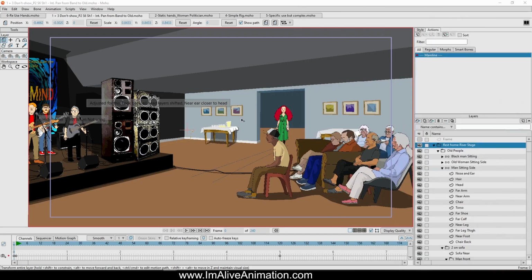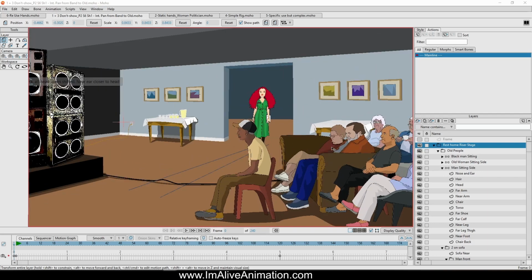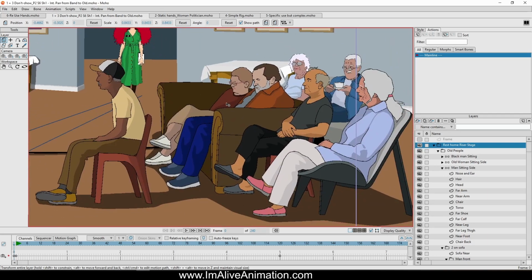This is an early scene in the movie. I'm in the process of animating it. I haven't got the band playing, but I do have Mona. You'll recognize Mona from earlier videos. So here we go. We've got some old people here, and what you'll notice if I zoom in is that most of these old people, you can't see their hands.